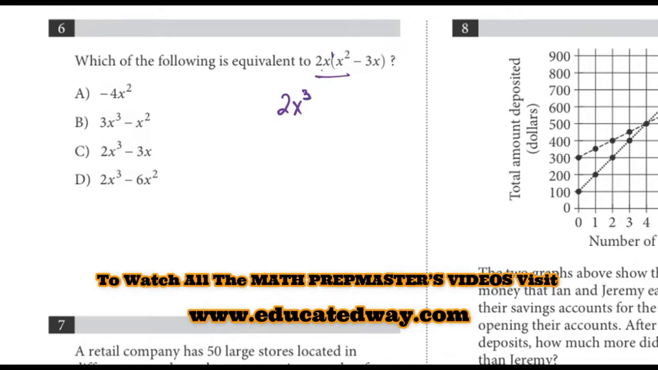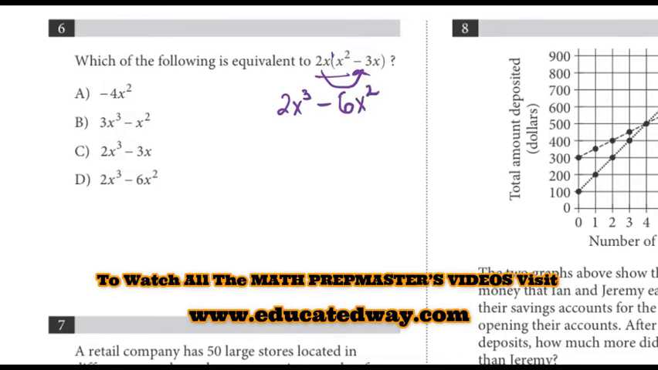Then we have to multiply the 2x times negative 3x because there's a minus sign in front of this. So that would be 2x times negative 3x. That's negative 6 because a positive times a negative is a negative. Negative 6, and x times x is x squared.